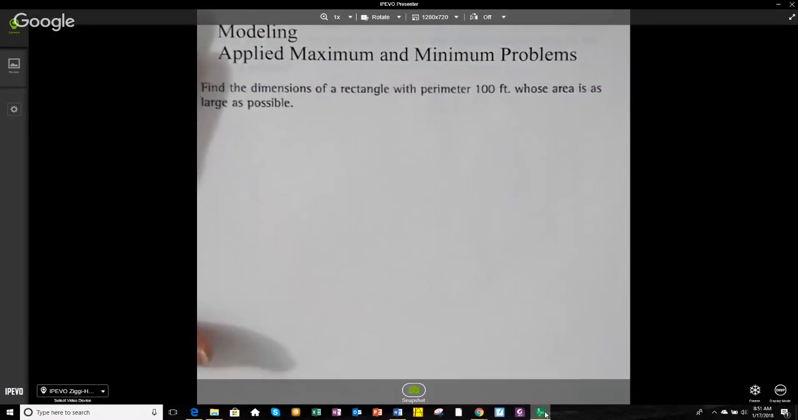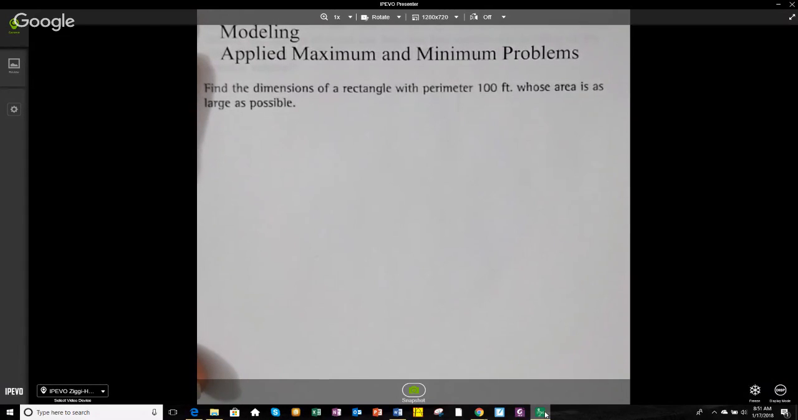All right, this video lesson is on modeling, and we're going to do some modeling of applied max and min problems. Now, these are problems that we're going to be able to solve in calculus using derivatives, but it's nice to know that we can also solve these in pre-calculus using our calculator and finding maxes and mins. So let's do some modeling.